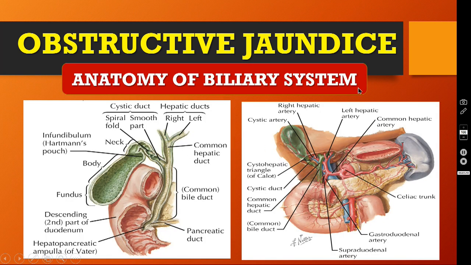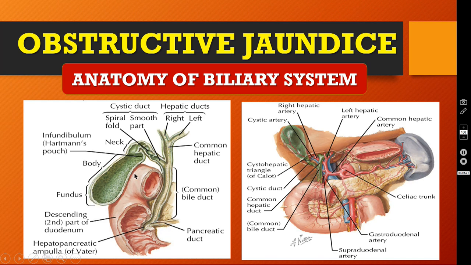So, this is the anatomy of the biliary system. I want to concentrate only on the extrahepatic biliary system, which consists of the right and left hepatic ducts joined together, forming the common hepatic duct, which is joined by the cystic duct. Then this is the common bile duct, which is again joined by the pancreatic duct, forming a common channel, and eventually this opens in the second part of the duodenum, that is the sphincter of Oddi and the ampulla of Vater. This is the ampulla of Vater.